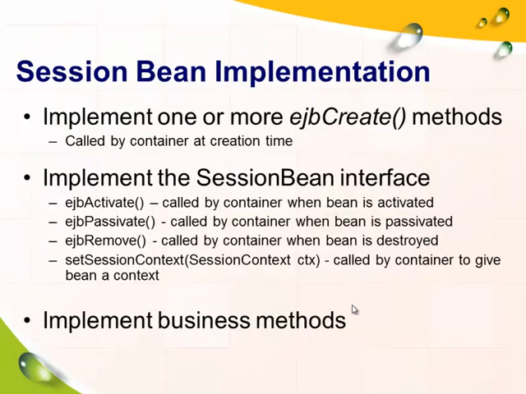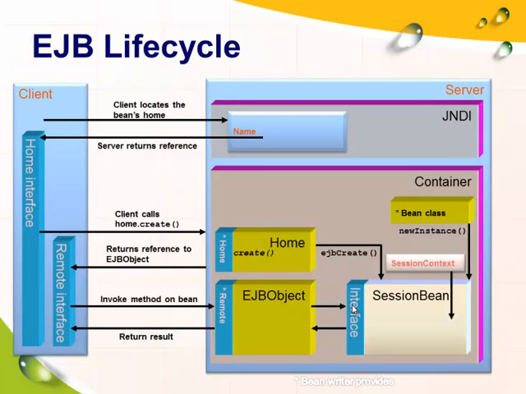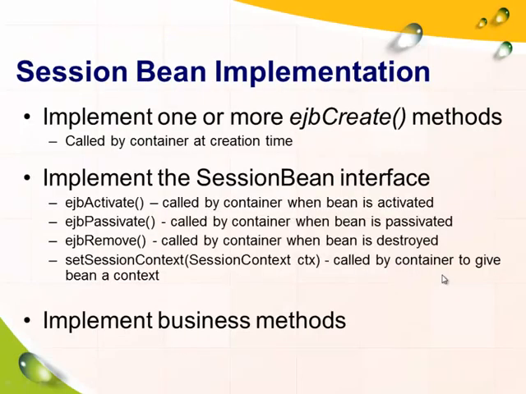Apart from this, there are additional methods that you are supposed to write. What are the additional methods? One is EJB activate, EJB passivate, EJB remove. So set context is the method that is used to set the context here. This method is already there. Now, what is this EJB activate and EJB passivate? EJB activate is called when some event occurs. EJB passivate also is called when a certain event occurs.